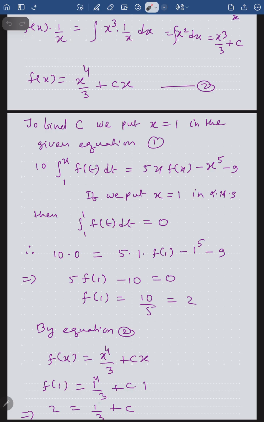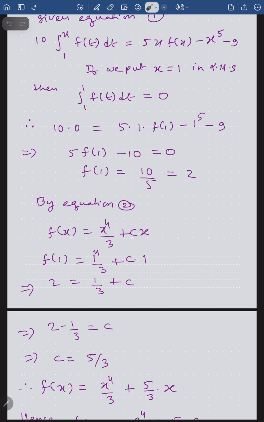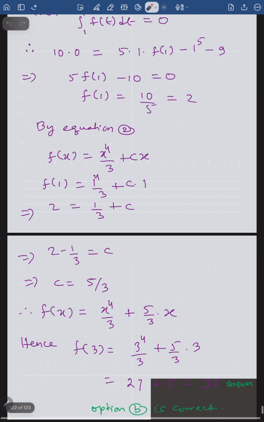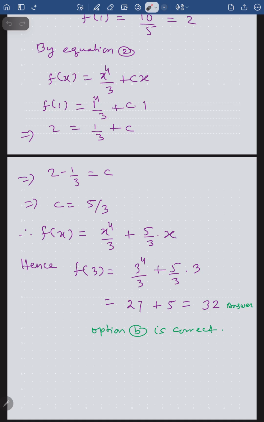So f(1) equals 1 to the power 4 upon 3 plus c into 1. In this way, f(1) is 2, so 1 by 3 plus c is 2, c is 2 minus 1 by 3, which is 6 minus 1 by 3, so c is 5 by 3. So your f(x) is now x power 4 upon 3 plus 5 upon 3 into x.